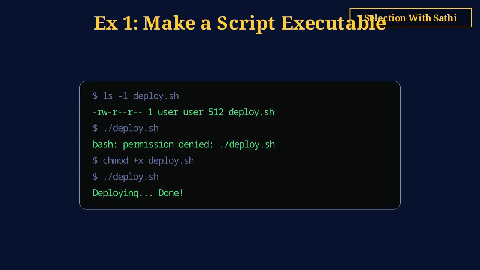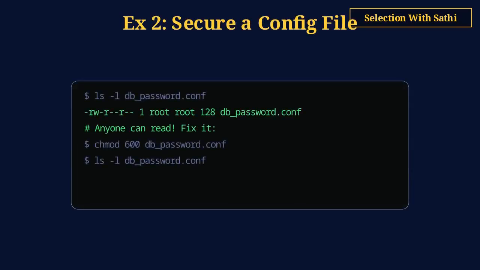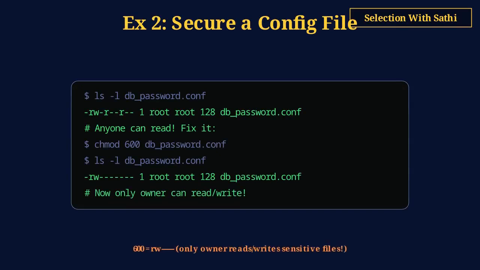Alternatively, chmod 755 sets rwx for owner and rx for group and others. Second example, decode a permission string. We see -rwxr-x---. The first dash means it's a regular file.